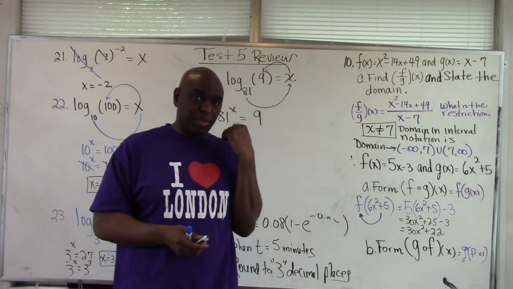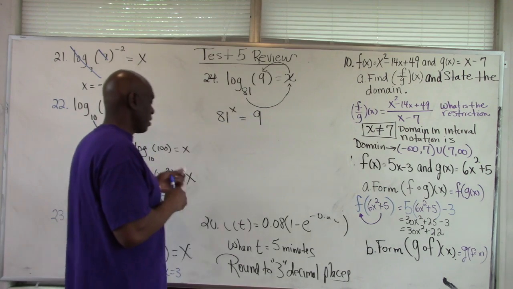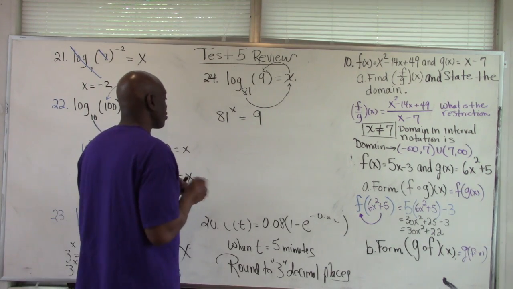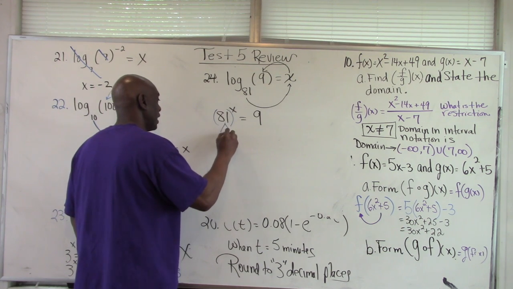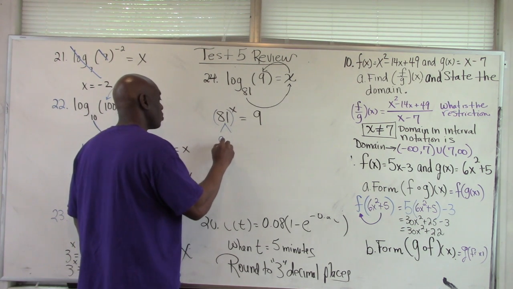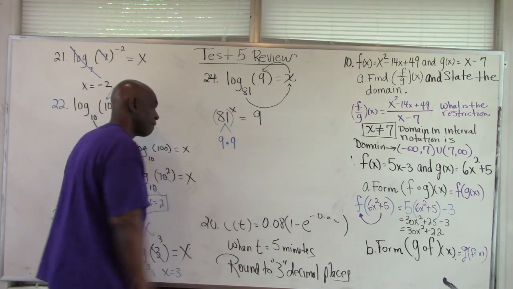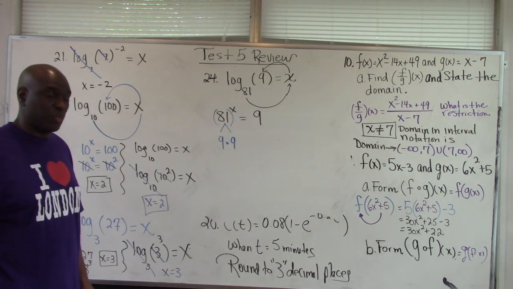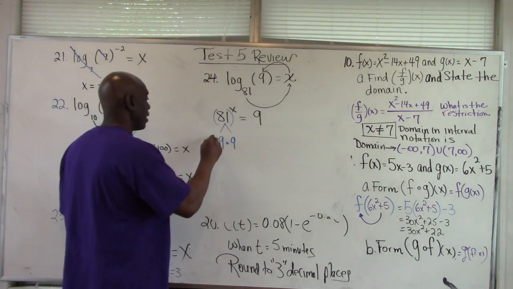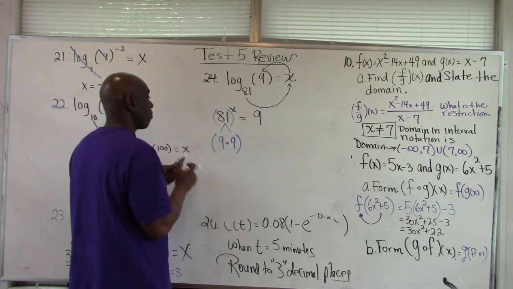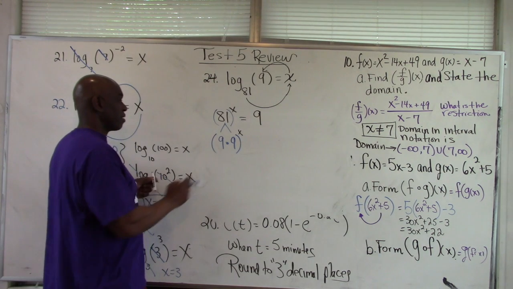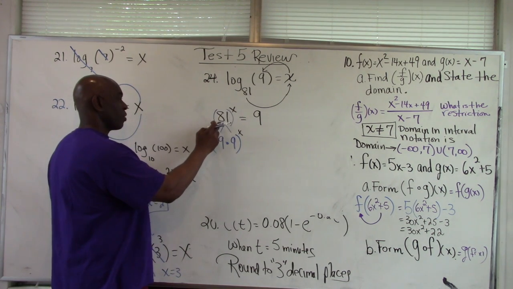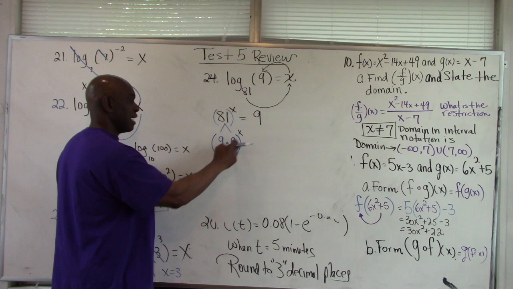The larger number up here is 81, so let me break down 81. I know I can take 81 and break it down. 81 is what? 9 times what? 9 times 9 is 81. Alright, I can put this here and bring down that x. So 81 to the x is 9 times 9 to the x.